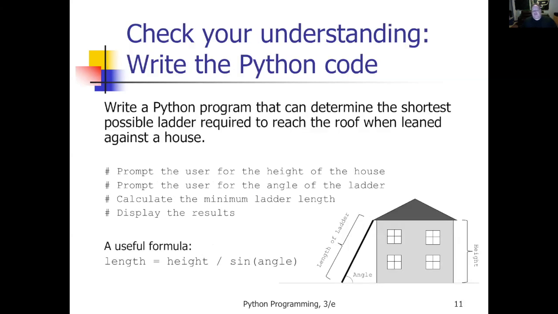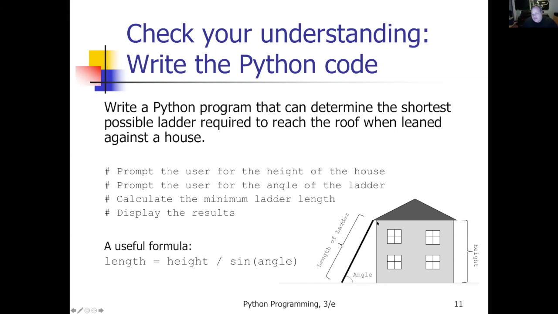So how about this? What if we wanted to write a program that determines the shortest possible ladder required to reach the roof of a house when it's leaned up against the house? So the first thing we want to do is prompt the user for the height of the house. That's going to be this, right? The height of the house. Then prompt the user for the angle of the ladder.